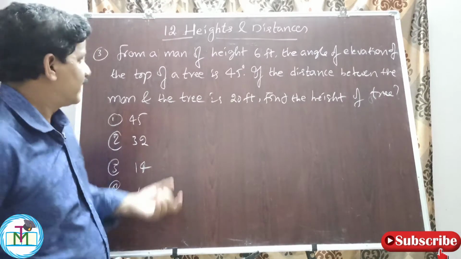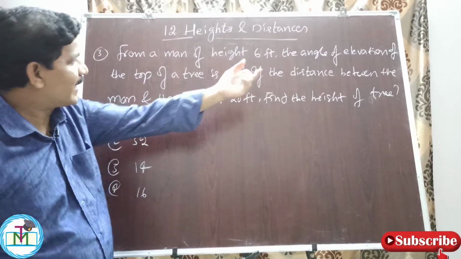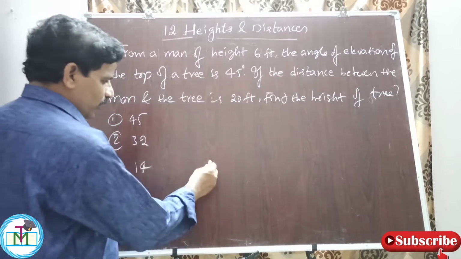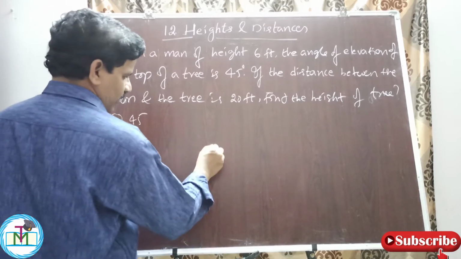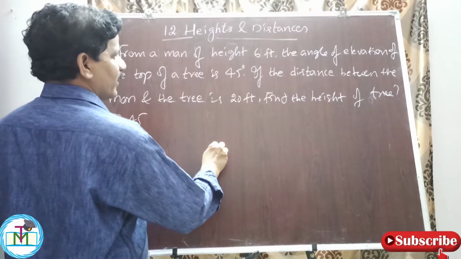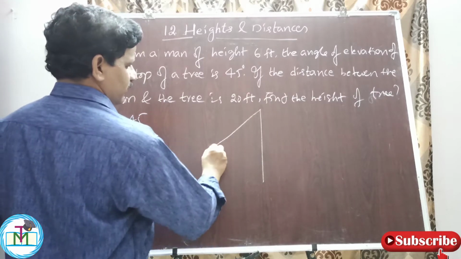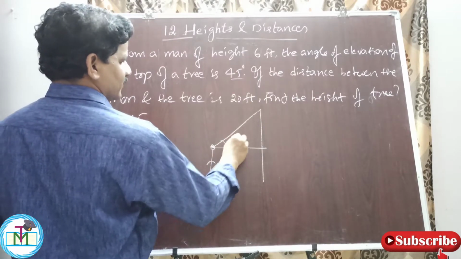Question number 3. From a man of height 6 feet, the angle of elevation of the top of a tree is 45 degrees. So here, take a man of 6 feet height. From here he is looking at the top of the tree. The top of the tree, with the base horizontal line, makes 45 degrees.